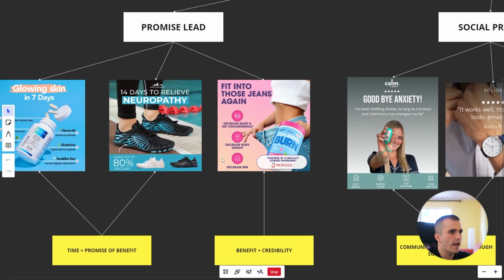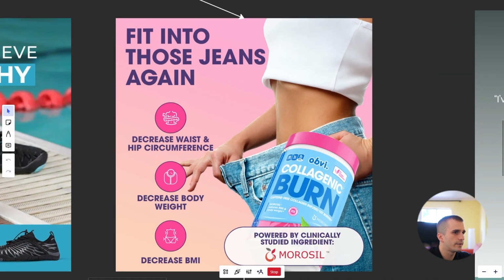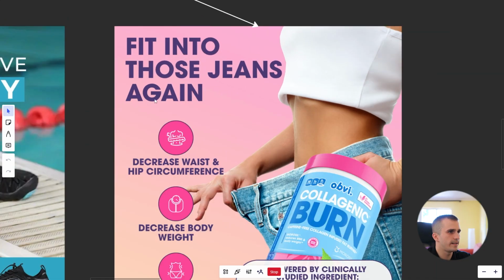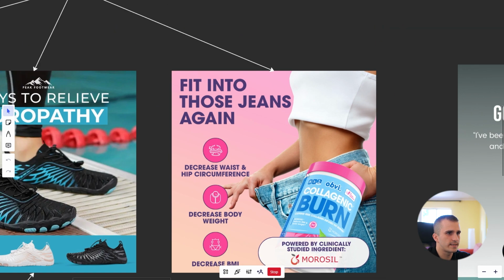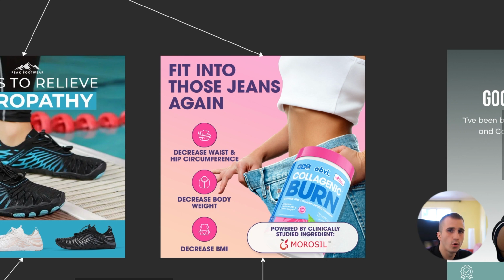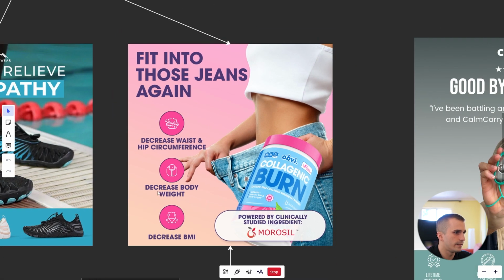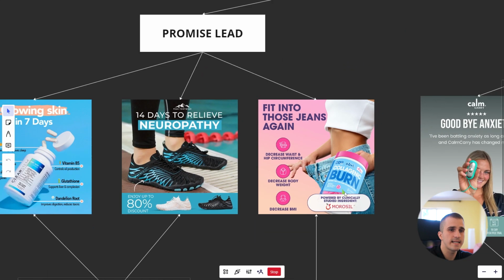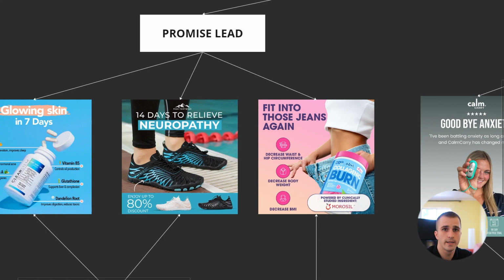So yeah, an example that we have here is from the brand called Obvi, and you can see their promise is a bit different from the first two, and it says fit into those jeans again. And you can see they have the image of a lady with her jeans, showing how she fits her jeans again. So she actually lost weight so she can finally feel confident again and fit her old stuff. We all know when you gain weight and you cannot fit into those old clothes, that's a bad feeling. And they're promising that with this product you will fit into those jeans again, as you can see, and then they state decrease body weight, decrease waist. So you can see how these examples state the promise, they promise the benefit, and when you bring in the time frame, it just seems more realistic to your visitors.